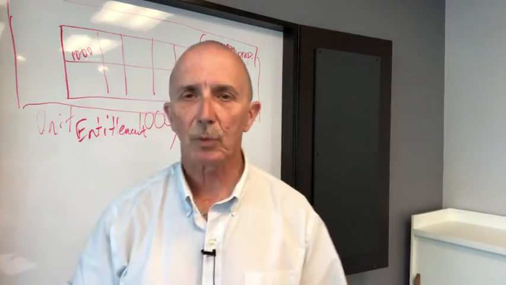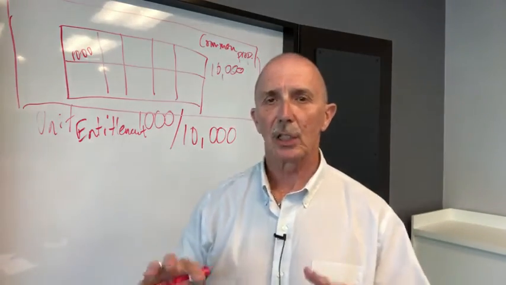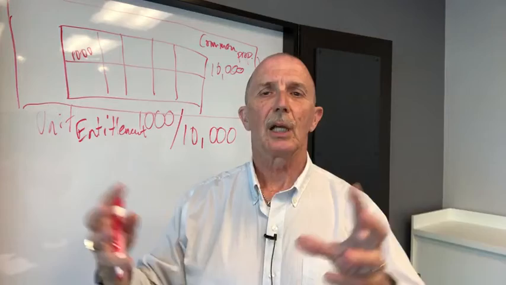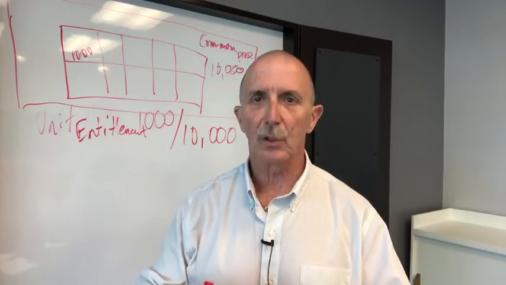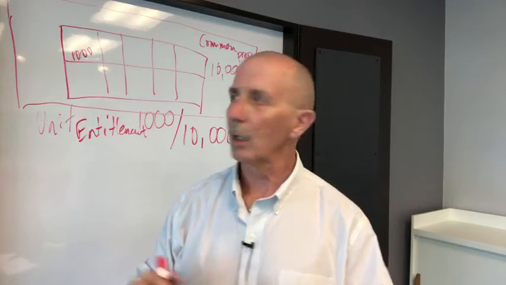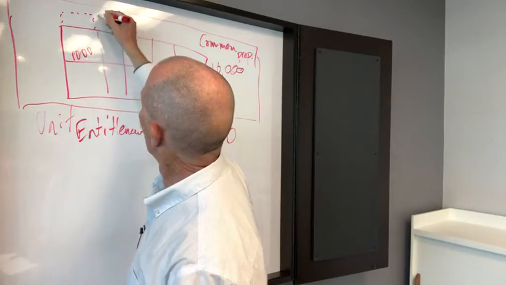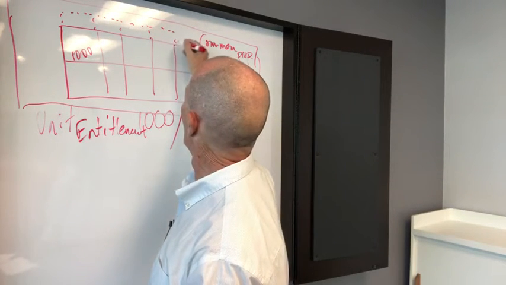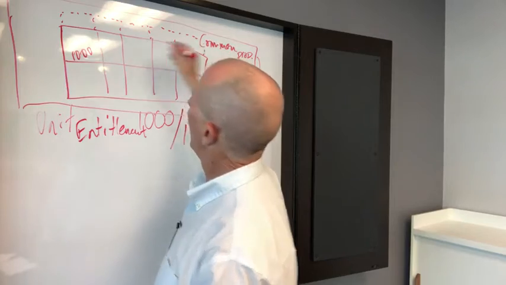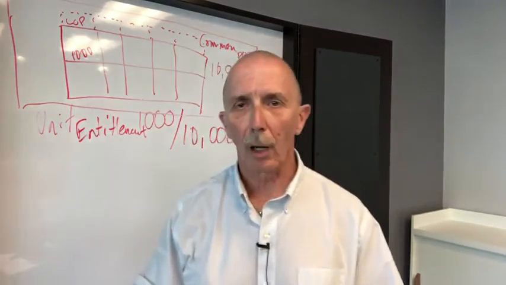Then we have the concept of what we call limited common property. Limited common property is common property that is assigned to you for your exclusive use, but you do not own that. In this case, let's say each one of these units had a patio. All these patios would be what we call limited common property.